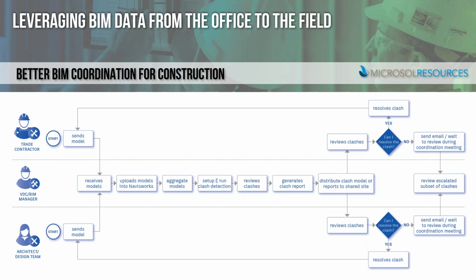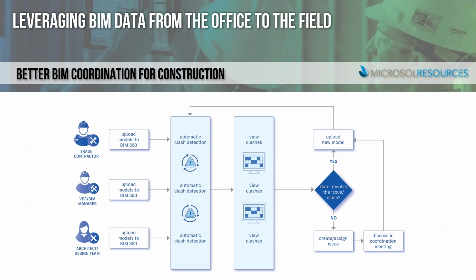As you can see in this graphic, due to the siloed nature of how typical coordination is performed, there is a lot of lost time and money due to one individual being responsible for things such as gathering the data from each discipline, uploading it into their software, aggregating it, running clash detection, identifying the issues, manually assigning ownership, then distributing the clash model reports, and then going through this process over and over and over again until resolution is reached. However, let's take a look at how the BIM coordination process can change with the use of BIM 360 Coordinate.